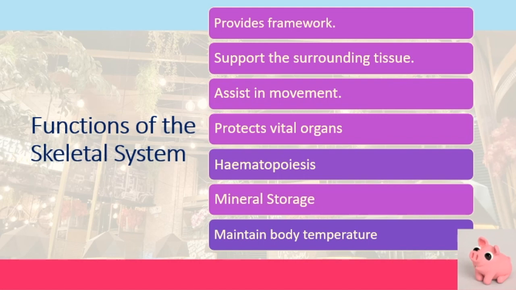Then it also serves as storage for our minerals. What particular minerals? Particularly calcium, then magnesium, along with your phosphorus. These are the minerals stored in your bone. And then it also helps in maintaining our body temperature. How? The movement facilitates the return of deoxygenated blood to the right side of the heart, and that is done by massaging the venous vasculature. In return, that helps our circulation and also helps in the maintenance of our body temperature.